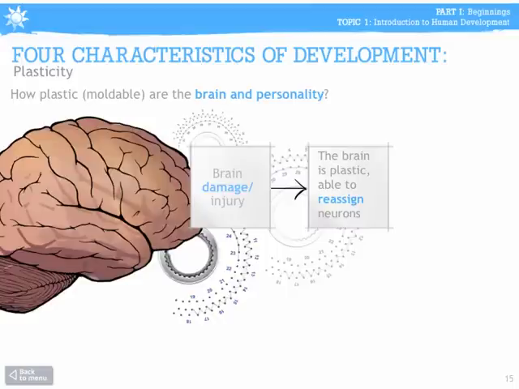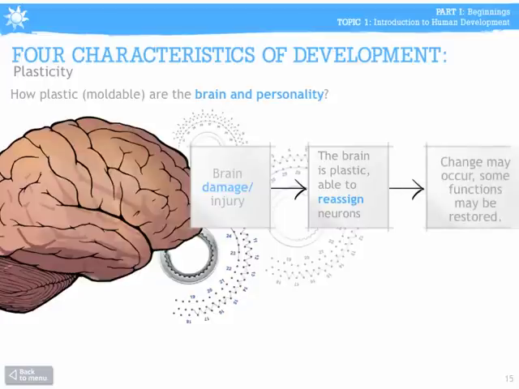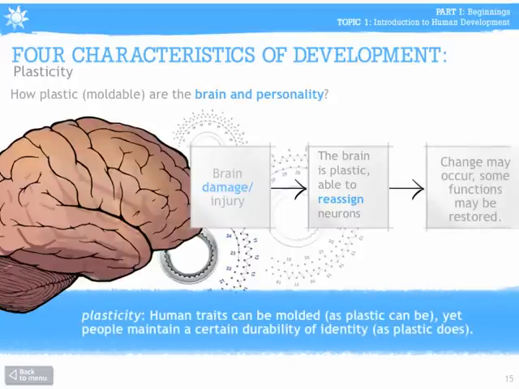So with brain damage, there's an injury, and if the brain is plastic enough, it can actually create neurons to form other pathways. That's why, with people who have brain injuries, you see different levels of success in recovery. Plasticity means human traits can be molded as plastic can be, yet people maintain a certain durability of identity.